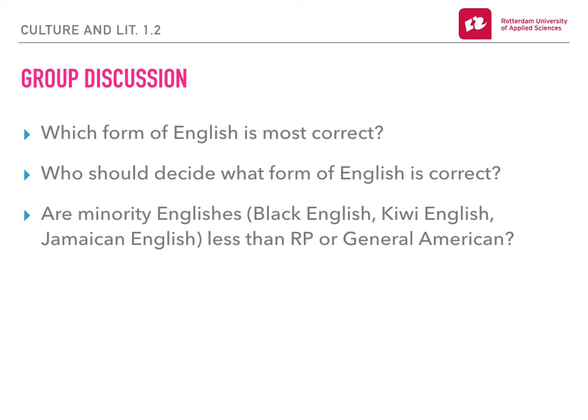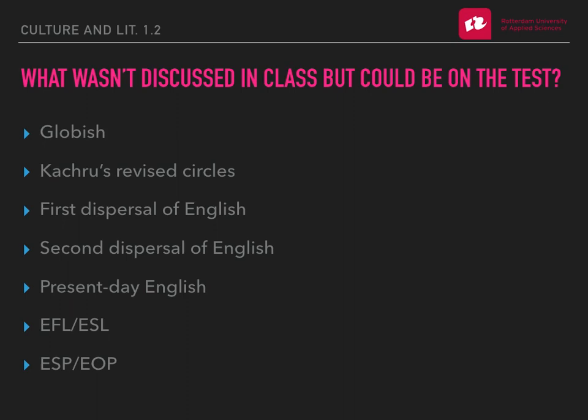So that is the end of this mini lecture. However, there are a few terms in the book that haven't been covered in this mini lecture. For instance, Globish, Kachru's Revised Circles, the first dispersal of English, the second dispersal of English, present day English, EFL and ESL, and ESP and EOP.